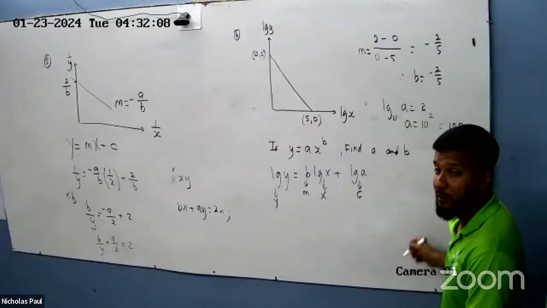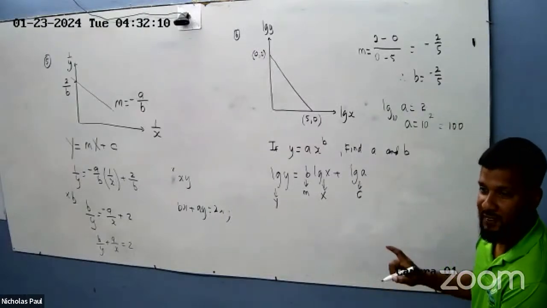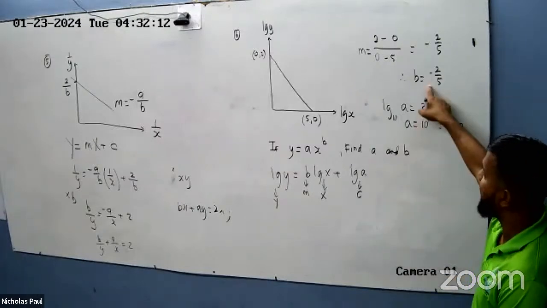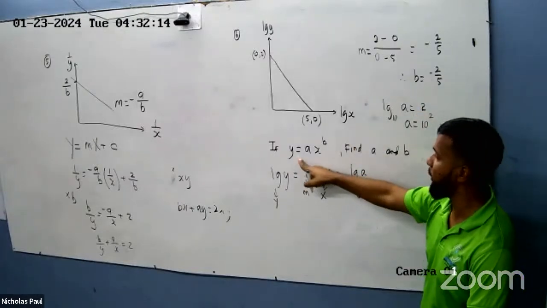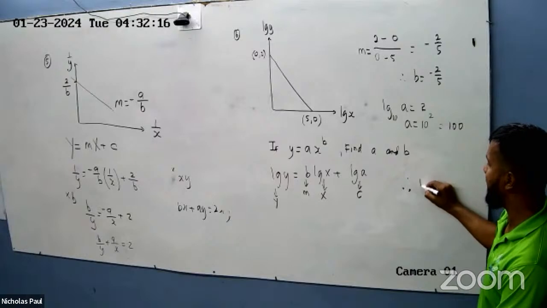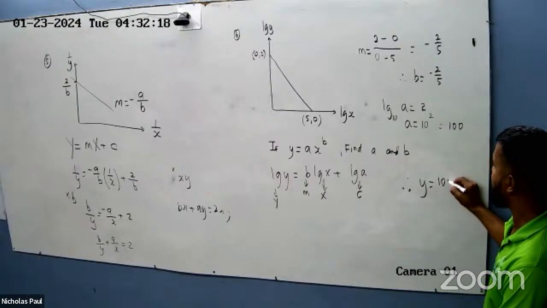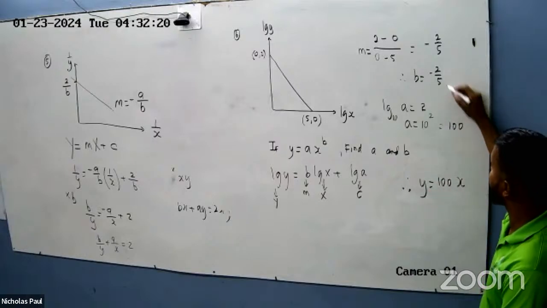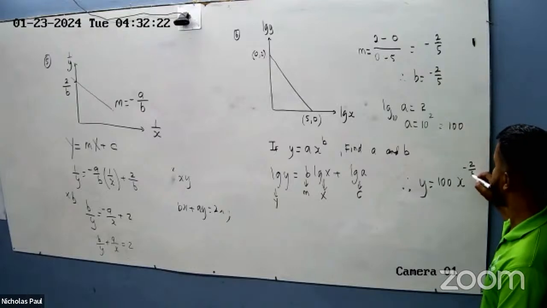So it's carry across, bring up the 10, carry across 2. So you'll get 10 squared. The inverse of log is 10 to the power. Okay, so watch here, last step. We know a and b, so we can write this equation. Therefore, the equation is y is equal to 100 x to the minus 2/5.